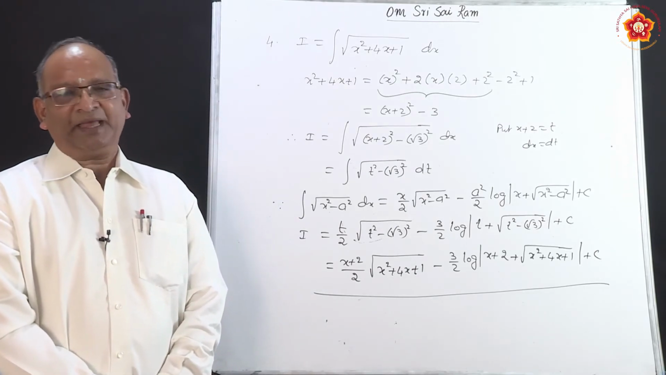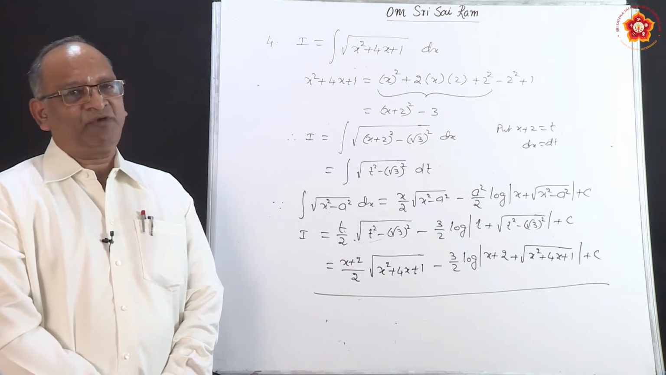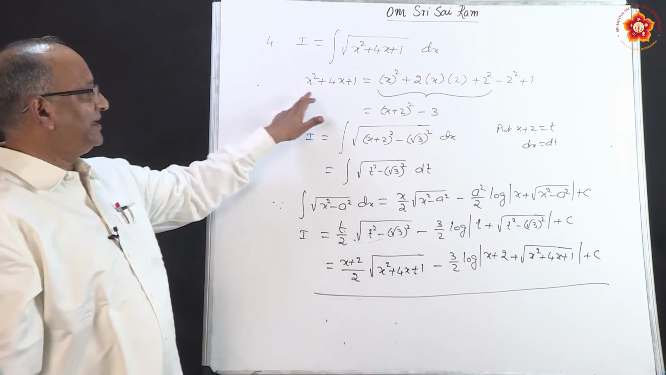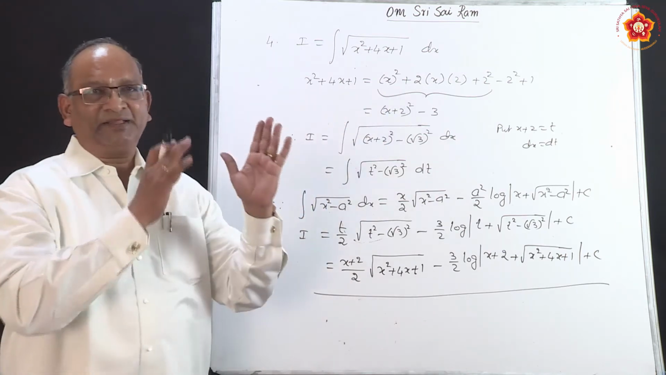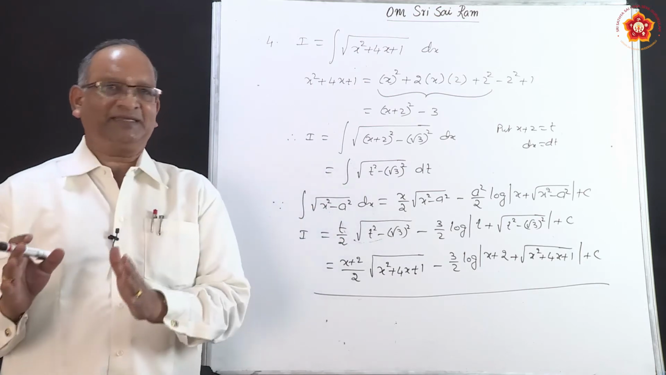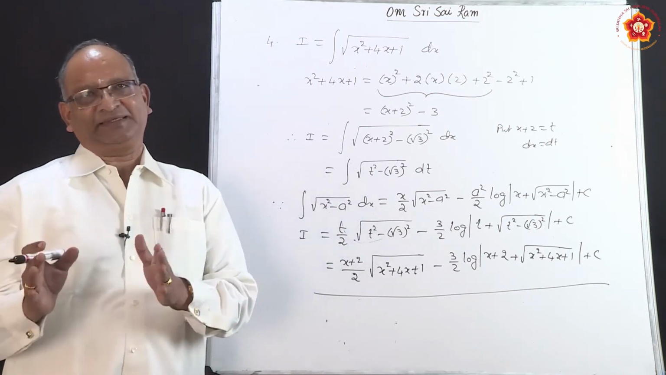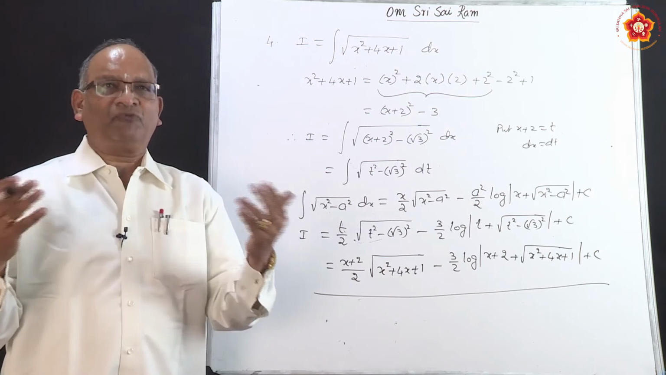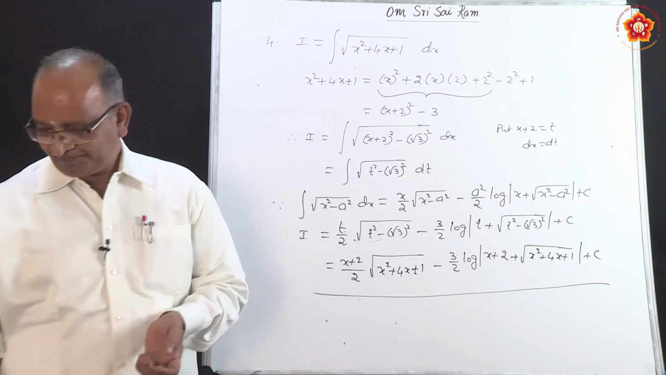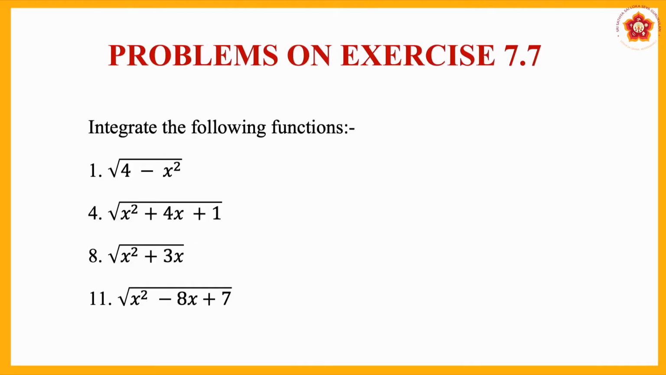So by using appropriate formulae, we will be able to solve the problems. Recollect, whenever there is a trinomial, try to bring it in the form of x square plus a square or x square minus a square or a square minus x square, because we know formulae in that particular way. So, let us proceed to the next.